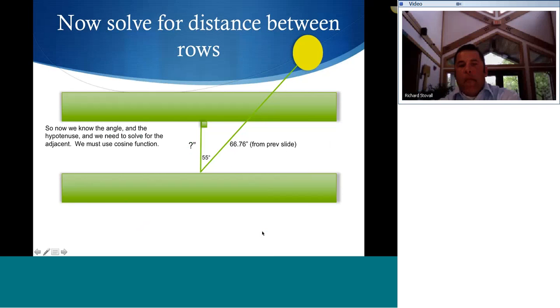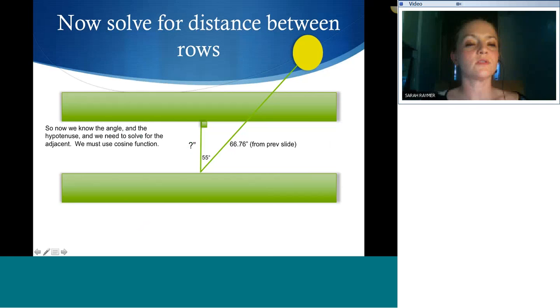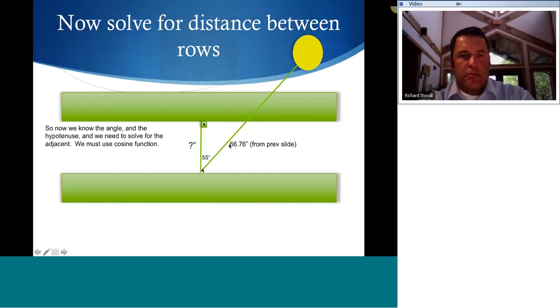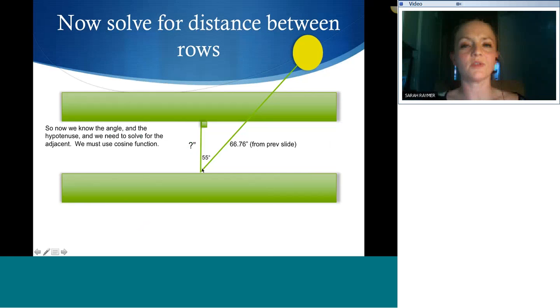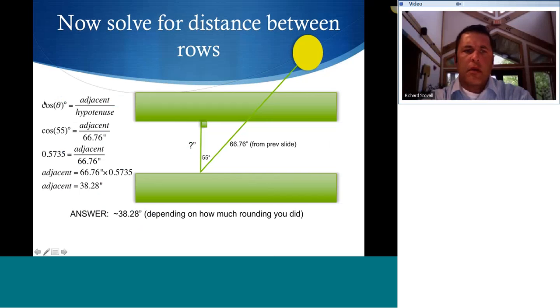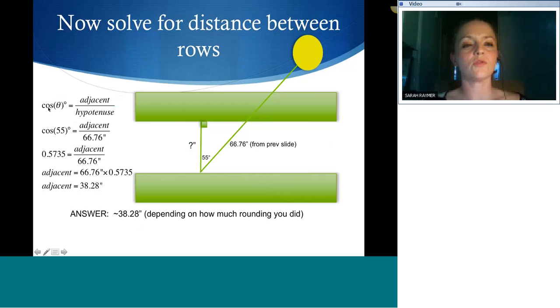So now we have the angle and the hypotenuse. We need to figure out the distance between the rows, which is the adjacent, and that leaves us with the cosine function. So that's C-A-H, cosine adjacent hypotenuse. The cosine of 55 is 0.5735. I'm just punching that in the calculator. You punch in the 5-5, and then the cosine function button is going to give you this number. Adjacent is what we're solving for.